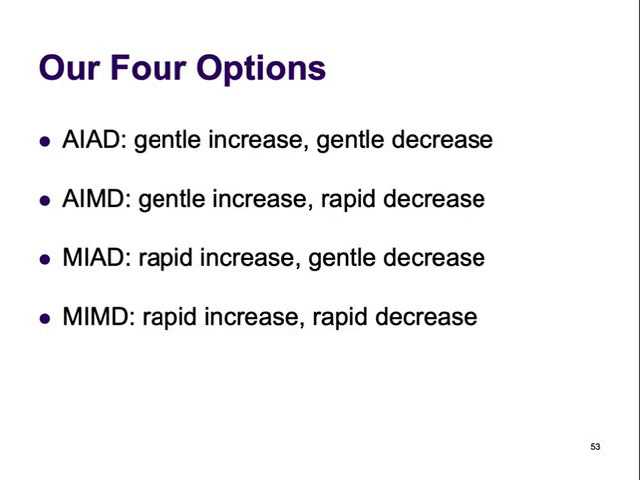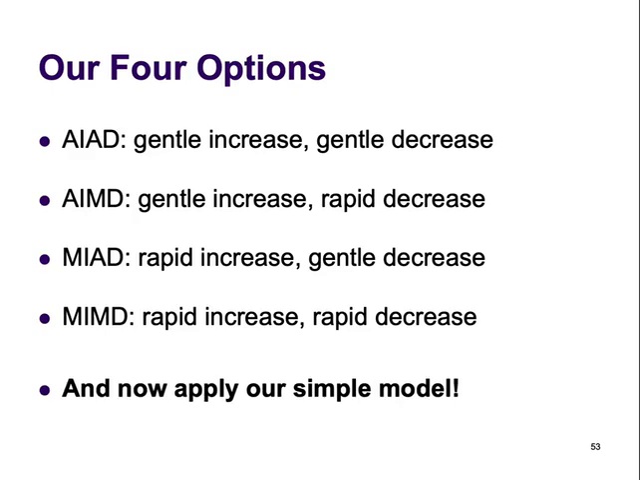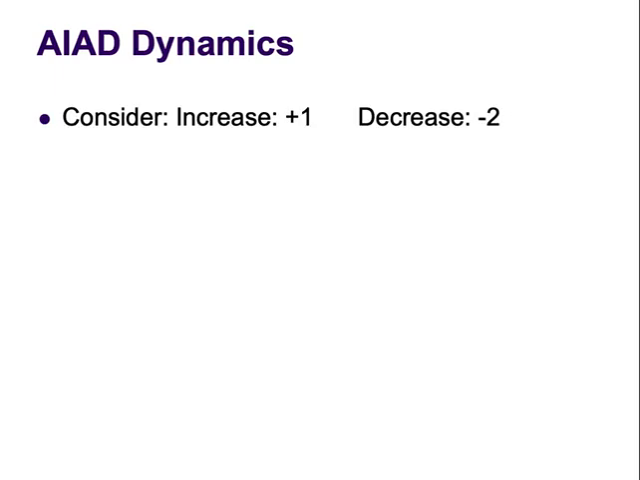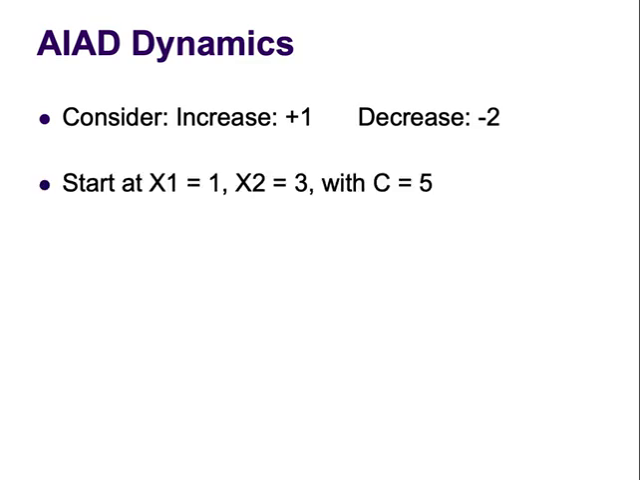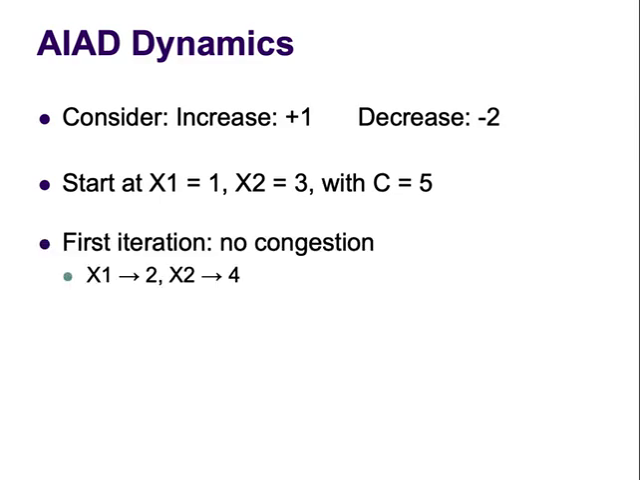So we're going to take these 4 different algorithms and see how they fare in terms of efficiency and fairness. Okay, so in our simple model, let's start with AIAD, that's additive increase, additive decrease. Let's start with a very simple example. We're going to increase by 1, decrease by 2. If we start with x1 equal to 1 and x2 equal to 3, and let's say that the capacity of the link was 5. In the first iteration, there's no congestion, because 1 plus 3 is 4, less than 5. So both of them are going to increase.